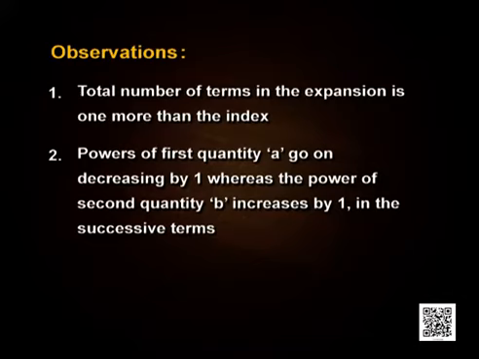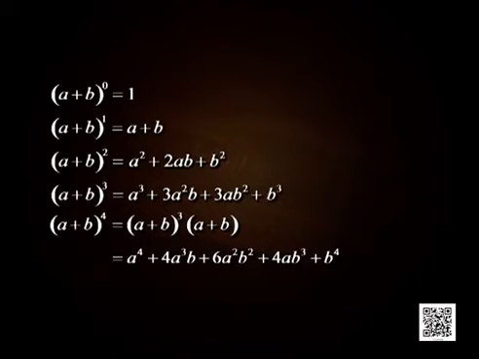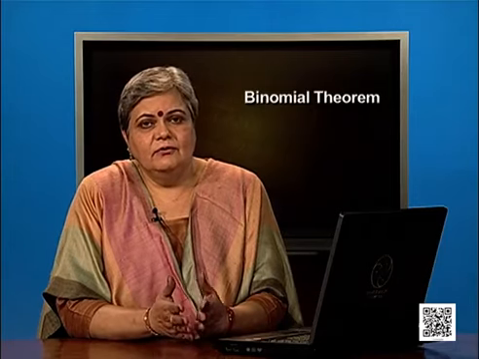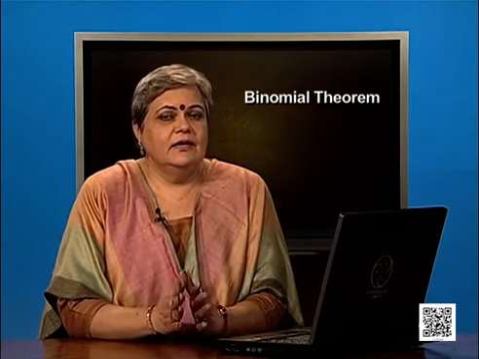What else do we observe? We observe that in each term, the sum of the indices of a and b is the same and equals the index of (a plus b). So, if you look at (a plus b) to the power 4 and if I pick the third term, which is 6a squared b squared, the total power, that is the sum of the power of a and b, turns out to be same as 4. Same thing you can see for each of the terms. So, definitely there is a certain pattern that is being followed here.